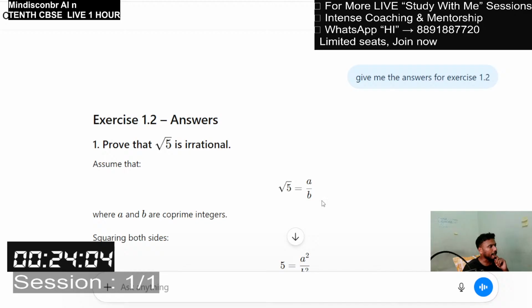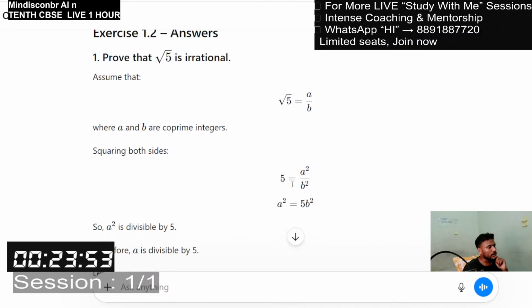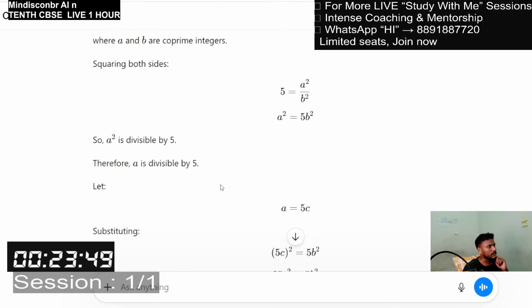Now we can go to the exercises. Exercise 1.2. Prove that root 5 is irrational. Assume that root 5 is equal to a by b, where a and b are co-prime integers. Squaring on both sides, 5 is equal to a square by b square. Therefore a square is equal to 5b square. So a square is divisible by 5. Therefore a is also divisible by 5.